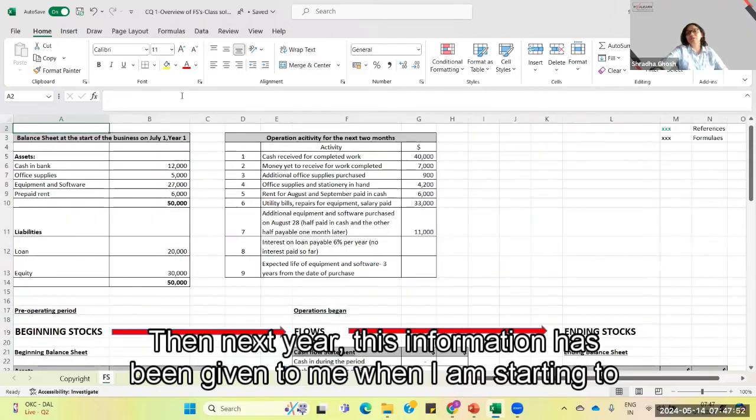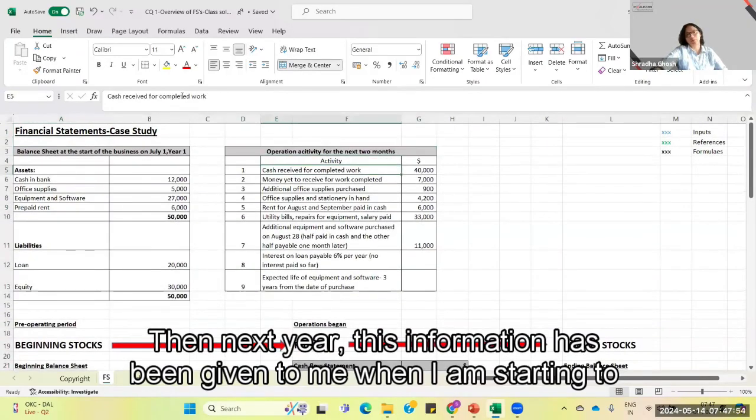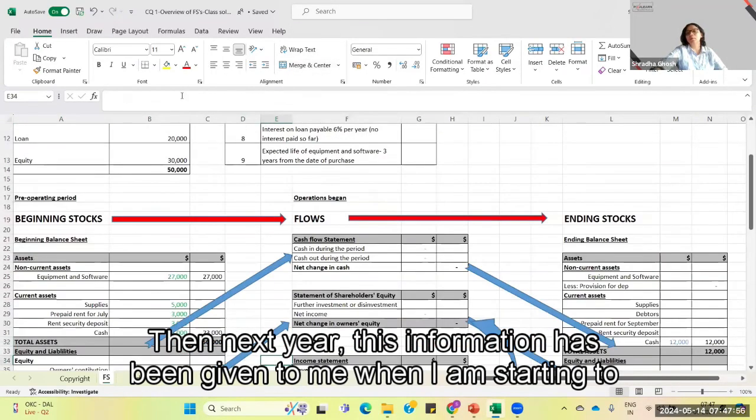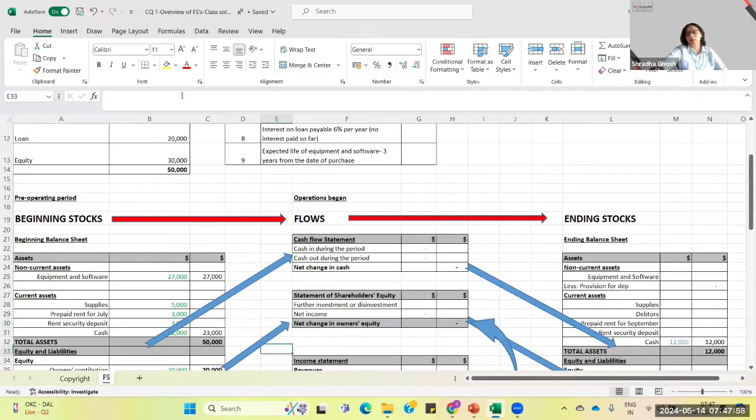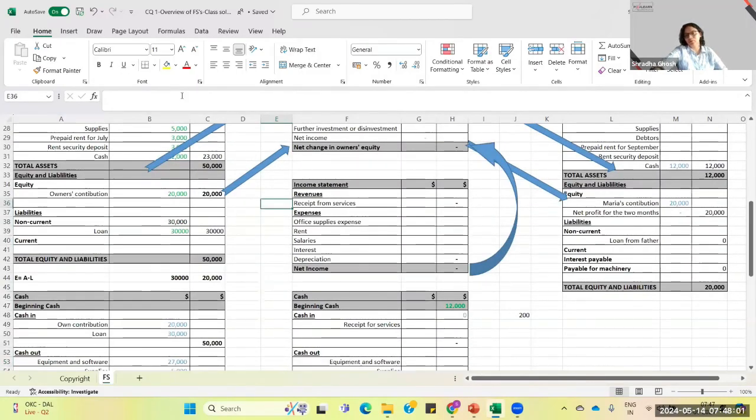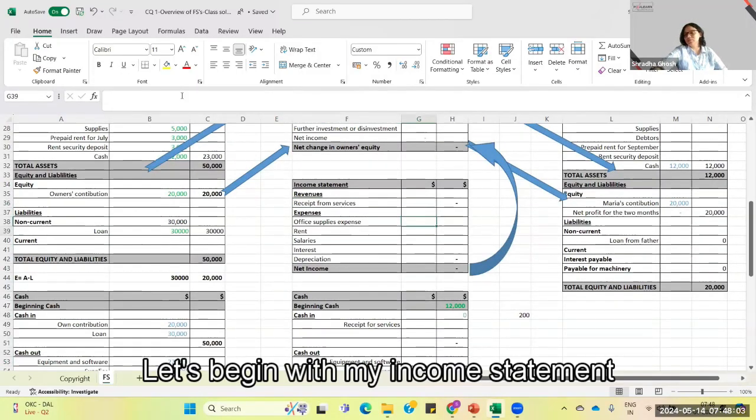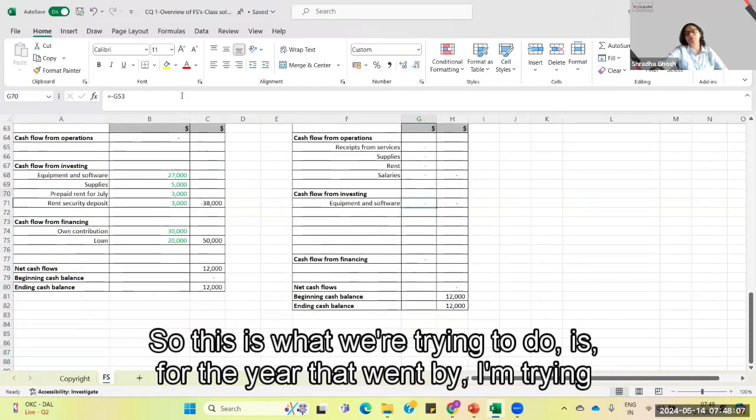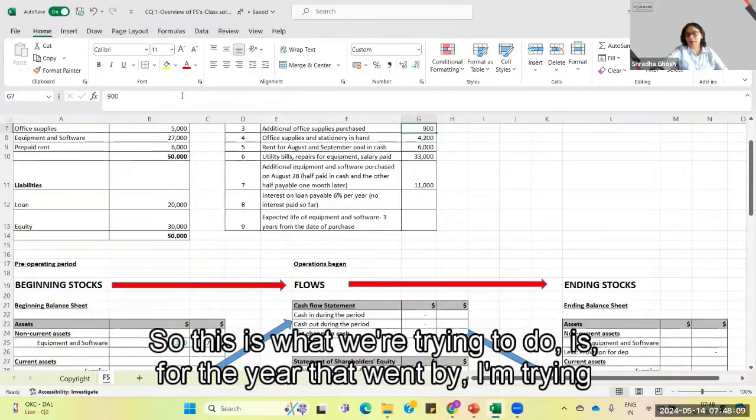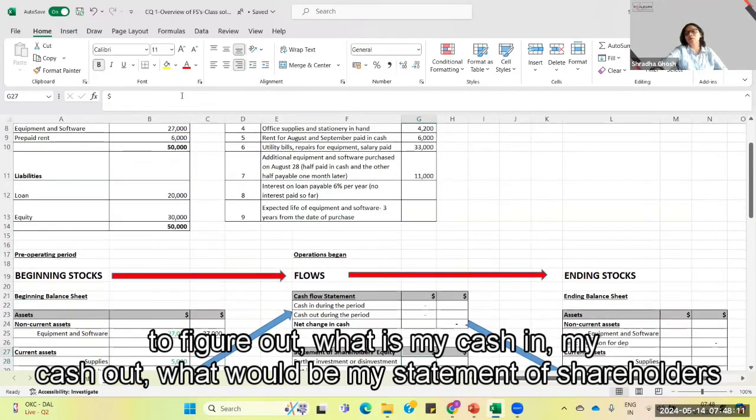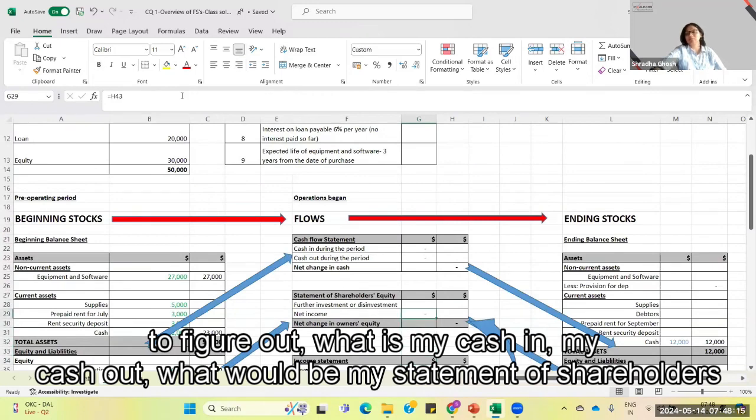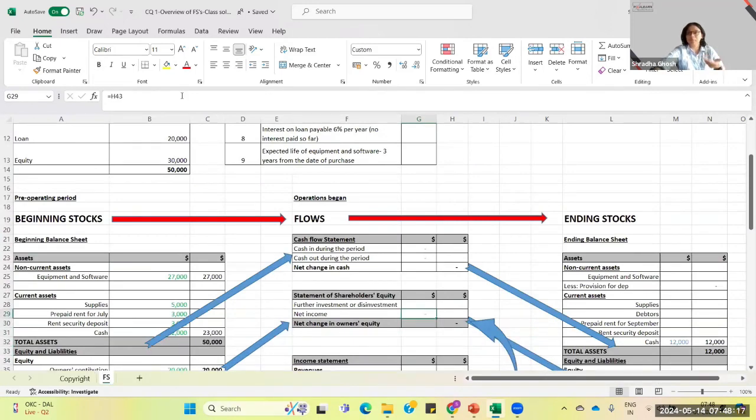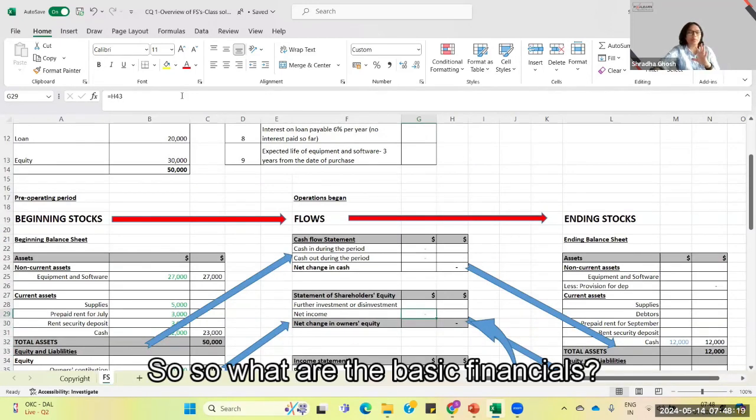Then next year, this information has been given to me when I am starting to do my work. Let's begin with my income statement. What we're trying to do is, for the year that went by, figure out what is my cash in, my cash out, and what would be my statement of shareholders equity.